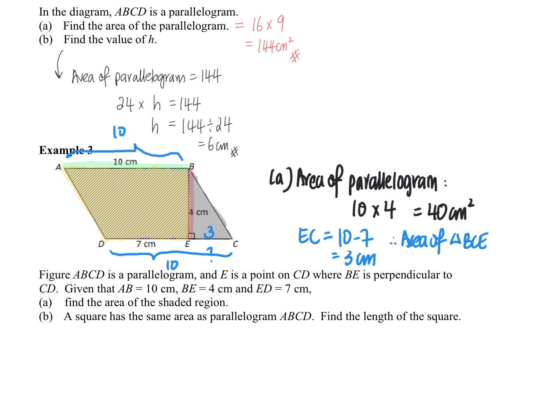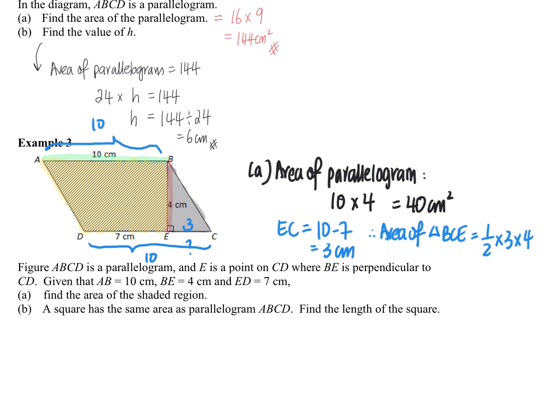The area of the shaded part is 10. So half times base times height. 6. 40 minus 6. Yo, my cm don't look like cm. Okay, so lastly, shaded area.